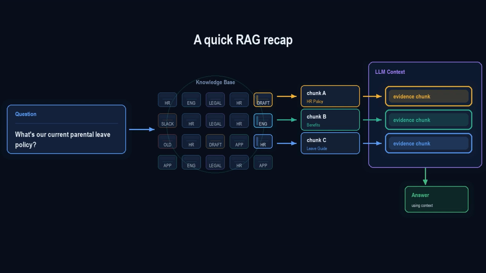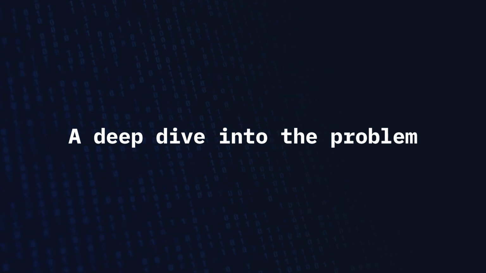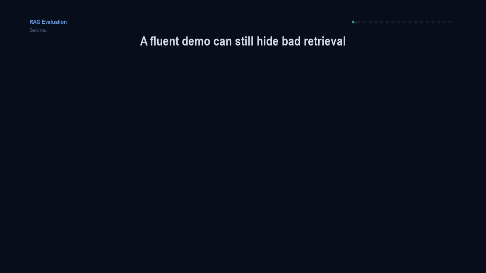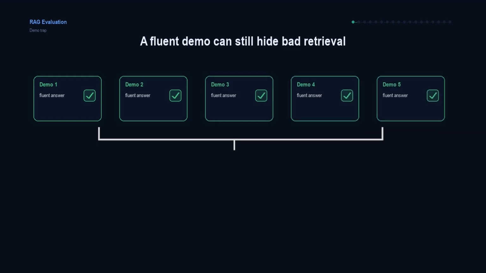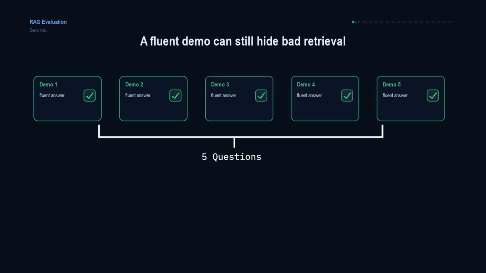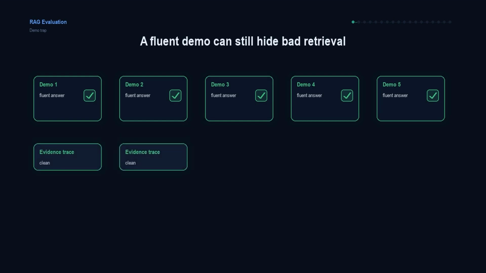So far, so good. So you have built it, you tried a few questions, the answers sounded reasonable, so you just ship it, right? Let's go a bit deeper into the problem. You ask your RAG system 5 questions in a demo. They all come back sounding fluent, confident, and plausible. So you assume retrieval is working.